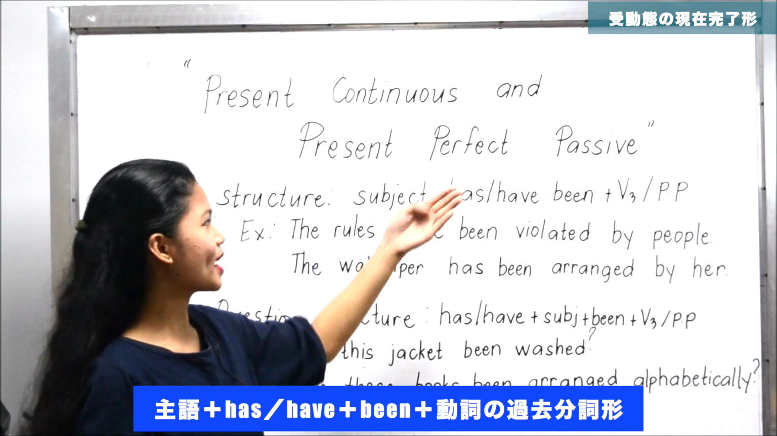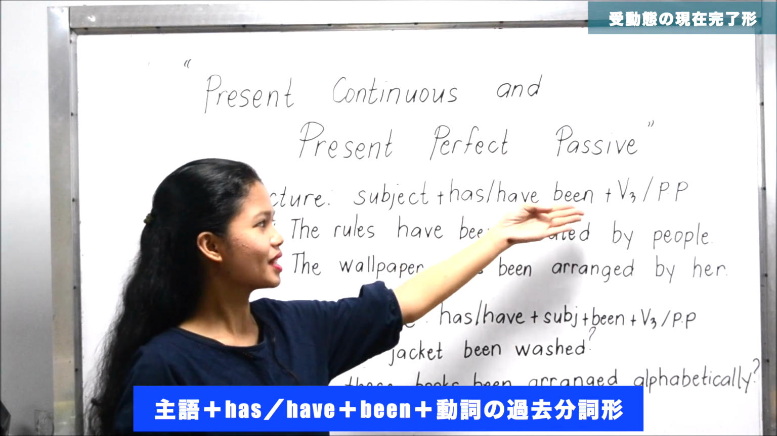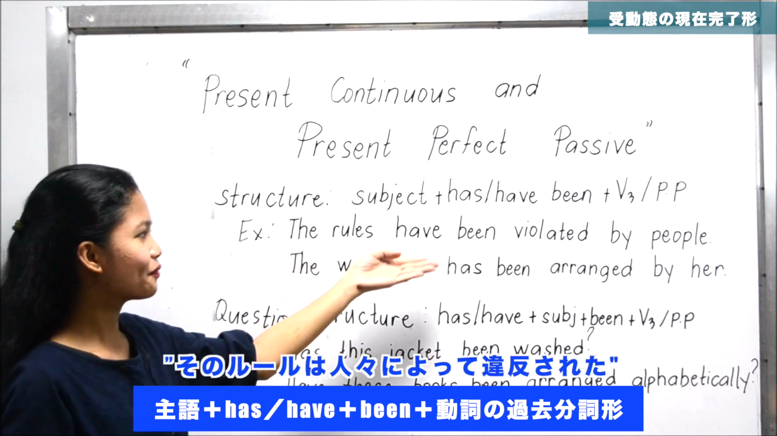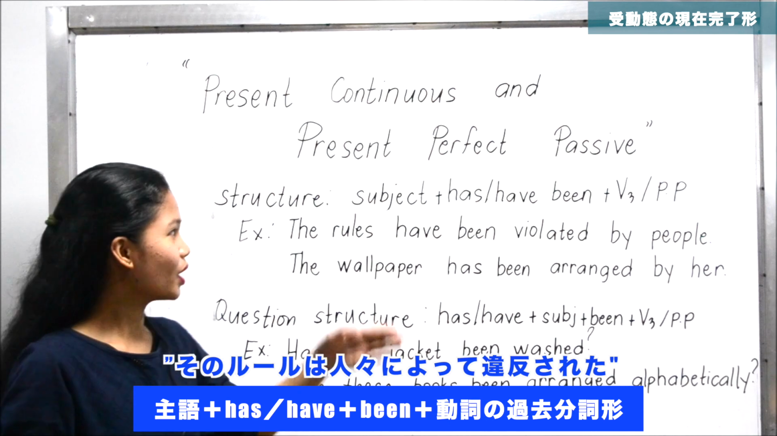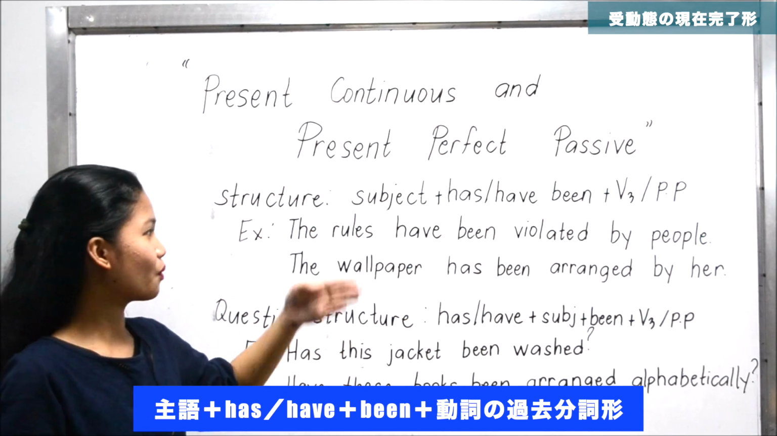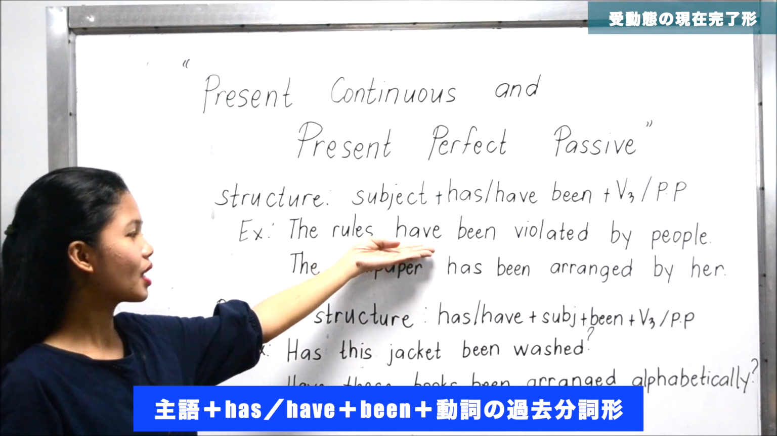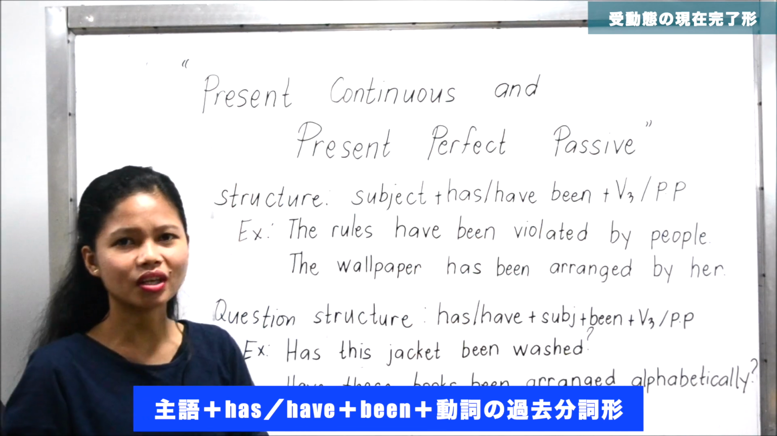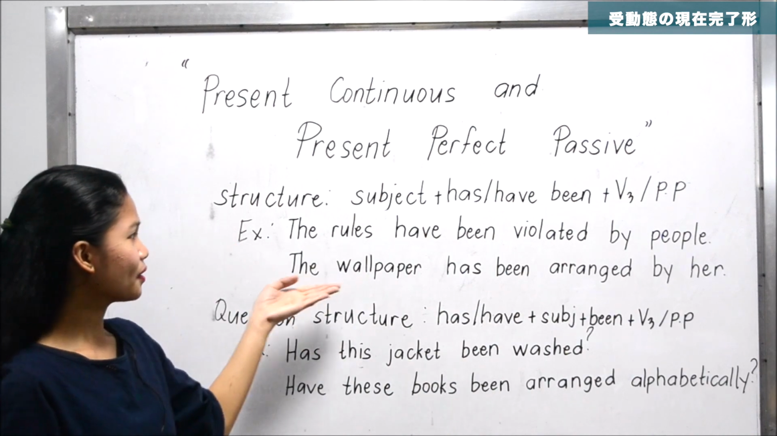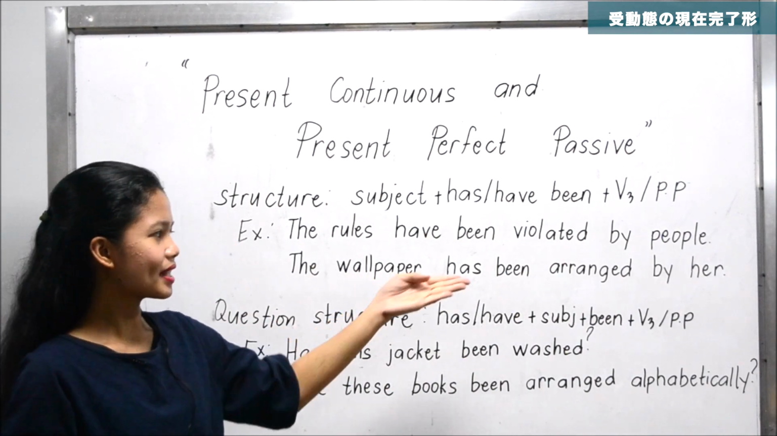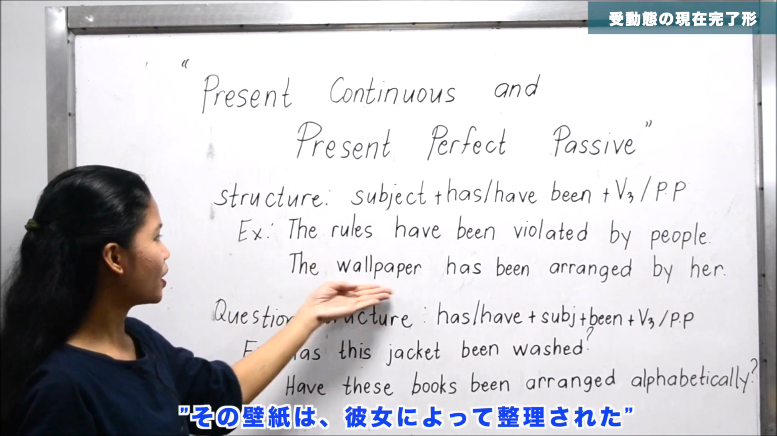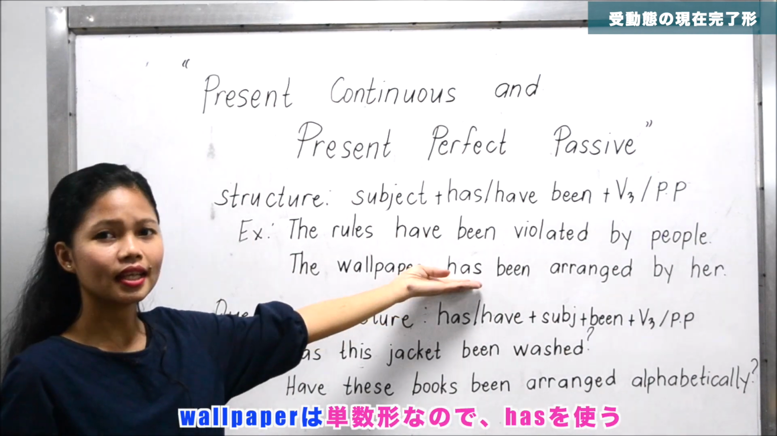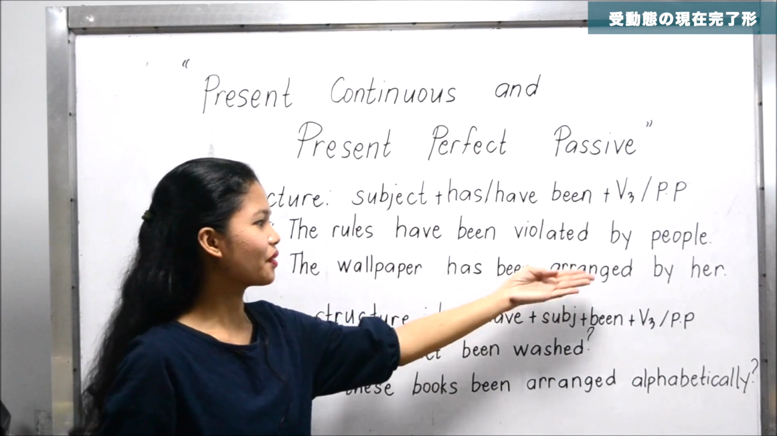If it's singular, you use has. If it's plural, you use have. Plus been plus the past participle. So we have here the example: the rules have been violated by people. Here we have the subject, which is the rules. This is a plural subject, so we have the verb have plus been, and violated because this is the past participle. Another example is: the wallpaper has been arranged by her. We have here the subject, the wallpaper, and has, because wallpaper is only one. So we have to use the singular verb, and has been arranged by her.